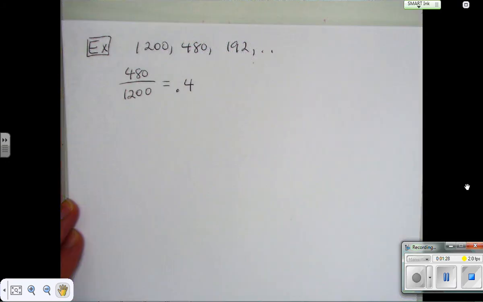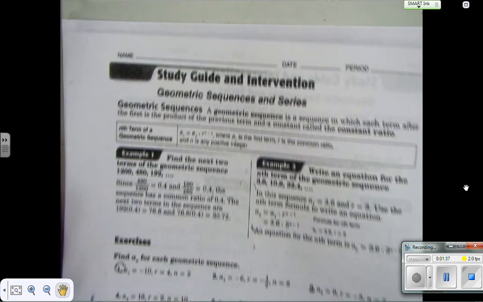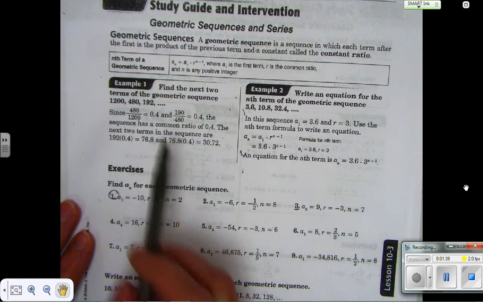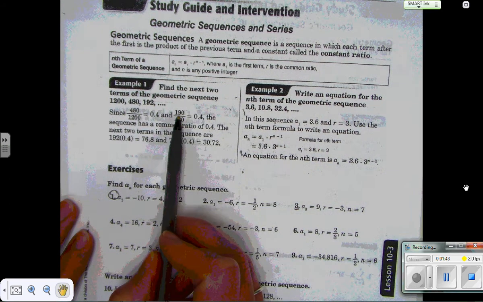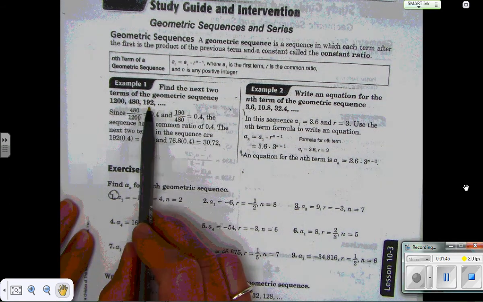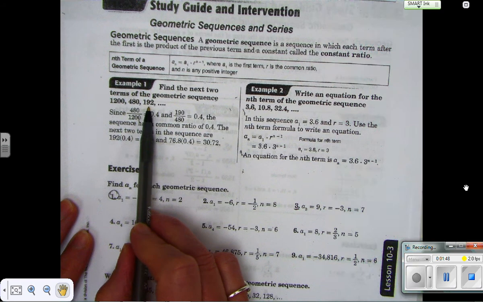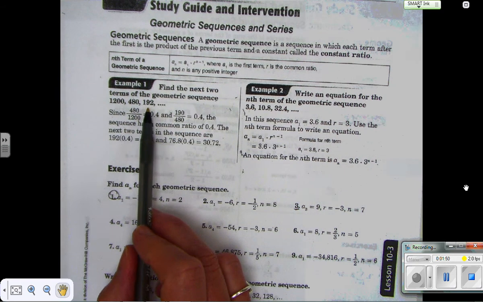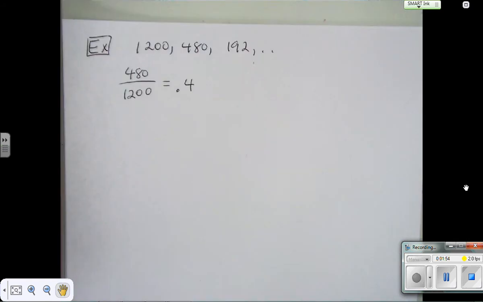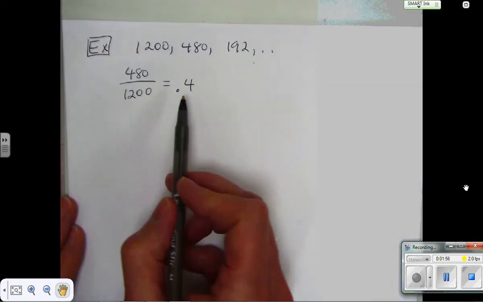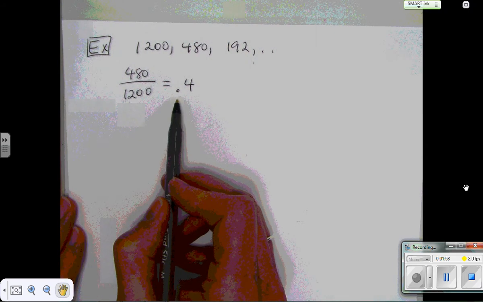Now if you're looking on your notes on that first example, it shows you how to do this, but then the next thing it says, I'll show you on this sheet. It has 190 divided by 480. That's a typo. It should not be 190. It should be 192. There's no reason for that number to change. It's going to stay whatever it is in your sequence. Okay, so your ratio that you're multiplying by, or your rate, is 0.4.